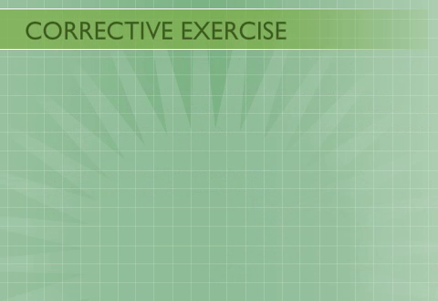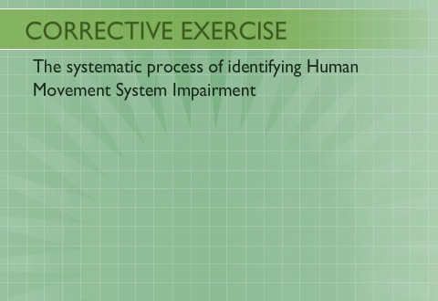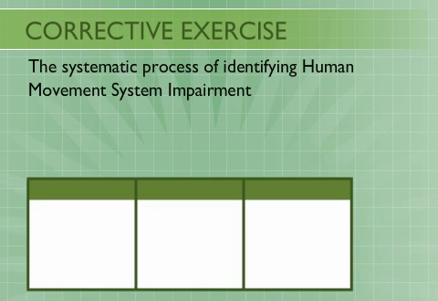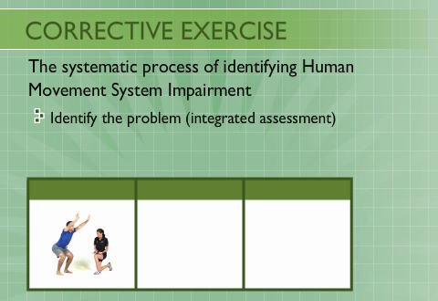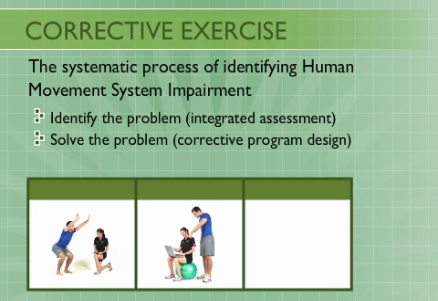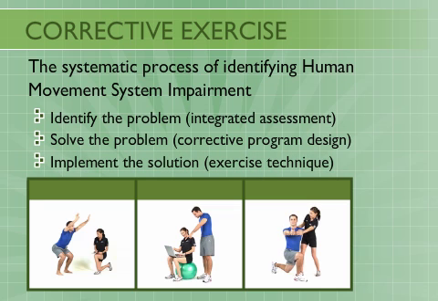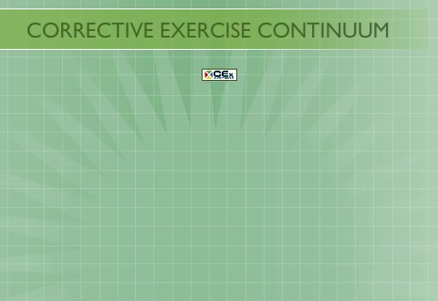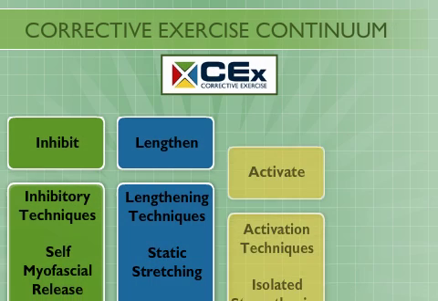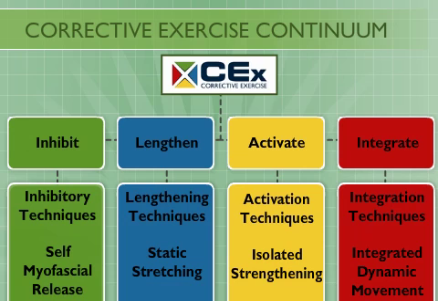As mentioned in previous presentations, corrective exercise is a term used to describe the systematic process of identifying human movement system impairments through an integrated assessment process, developing an appropriate plan of action based on the impairment or impairments, which is accomplished through integrated program design, and then implementing an effective corrective exercise strategy with an emphasis on proper exercise technique. A corrective exercise program will involve up to 4 primary phases, known as the corrective exercise continuum.